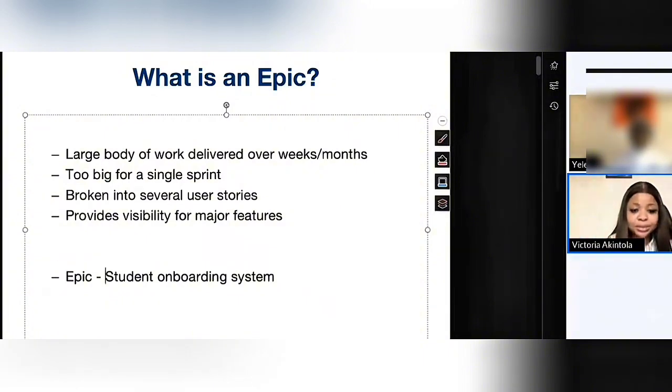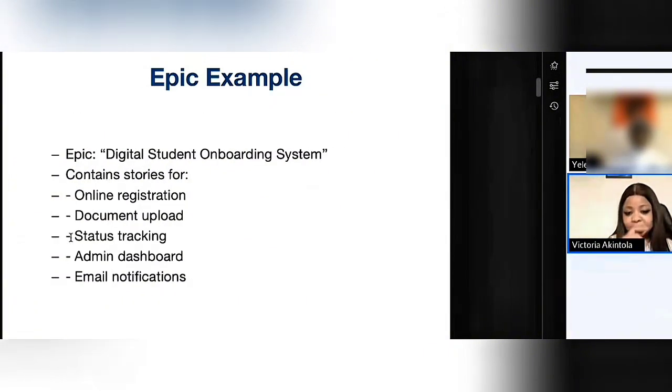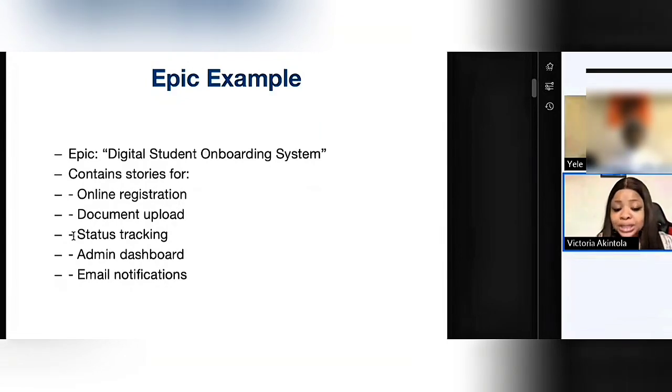So I will give you more examples. I've written some examples here. Look at this. Our digital student onboarding system. That's an Epic. But you see, this Epic contains different stories. It contains stories like online registration. It contains stories like we need to upload documents, right? We need to track status, just like we did in the assignments, the task we did together. We need the admin dashboard, right? There's need for email notifications. Those are the stories that you will find under the Epic. Do you get? Those are the stories.